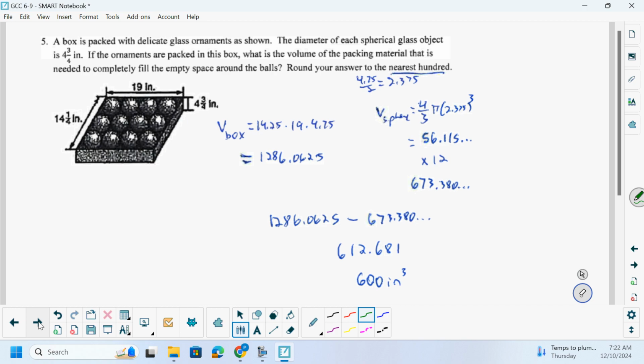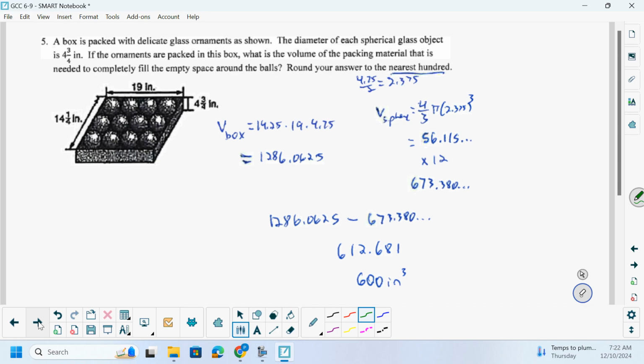And then the last one. This is kind of like one of our shaded area ones, but in this case it's volumes. Our strategy is we're going to take the volume of the whole box, which is what I've got on the left there: the 14.25 by the 19 times the 4.75. That gives us that 1286 and change number for the volume of the box.